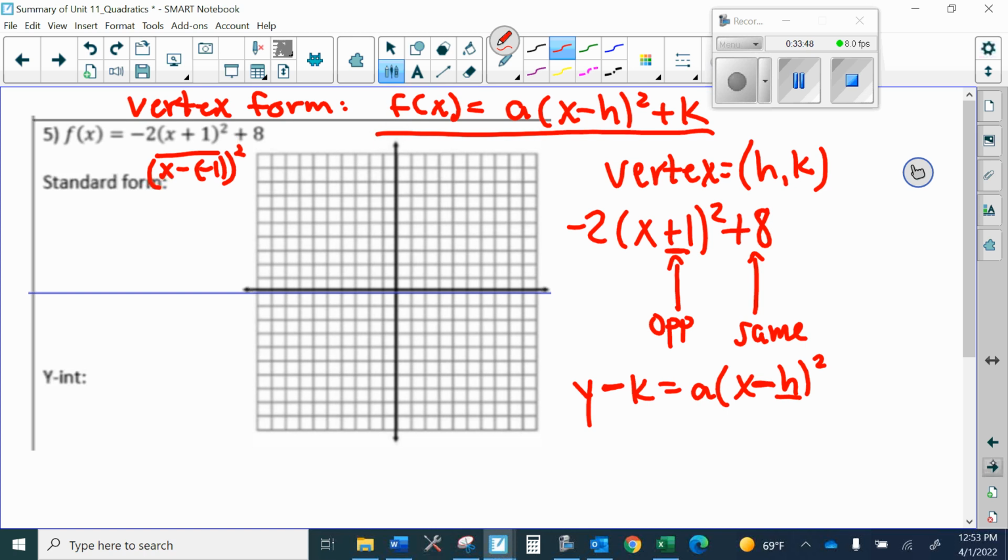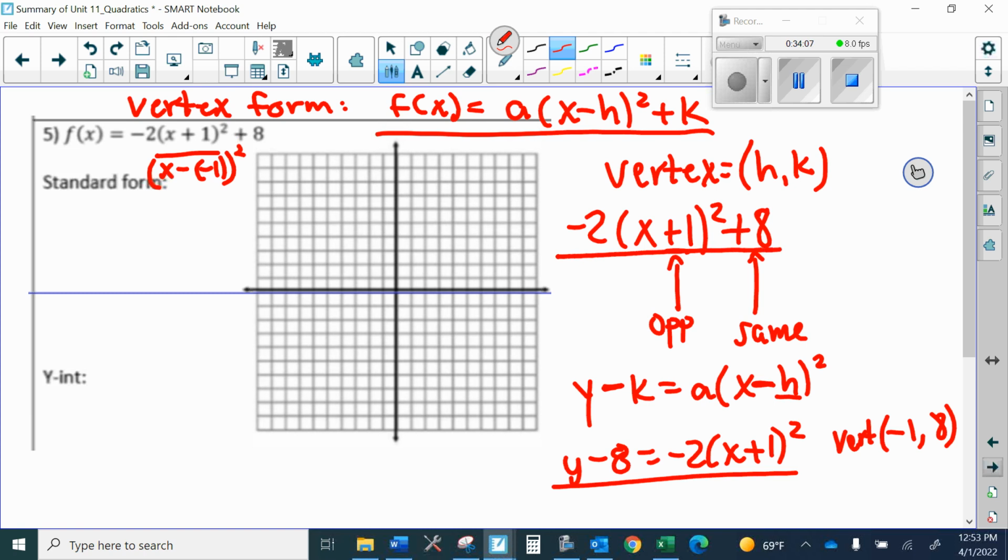So in our problem, that would have said y minus 8 equaled -2 times the quantity x plus 1 squared. And so the vertex would be the opposite and the opposite, -1 and +8. Okay, if it was written in this format. But ours, a lot of them are going to be written in this format right here. So with everything on one side, it's opposite and then same, because they move that k across the other side. So it's no longer opposite, it's the same. Okay, so vertex is -1, 8.